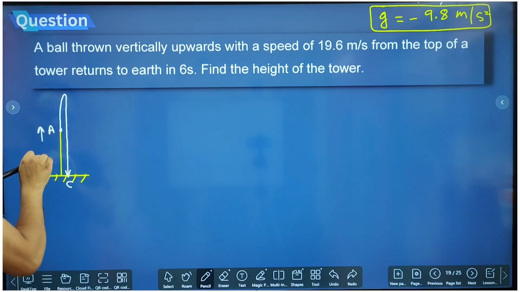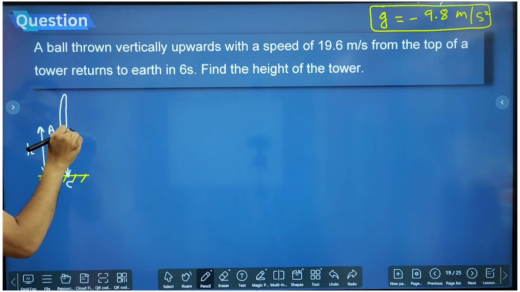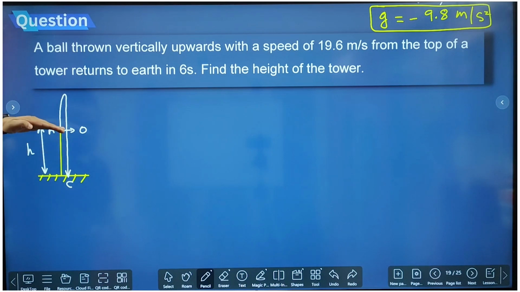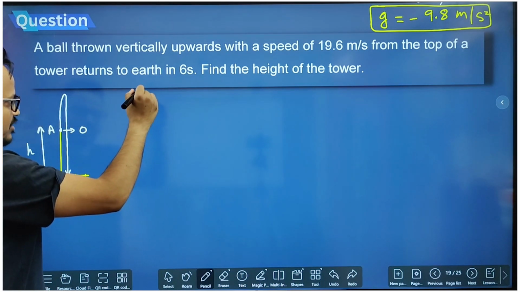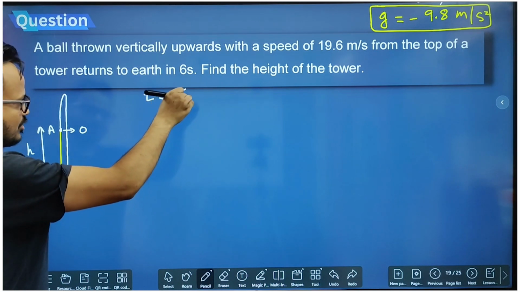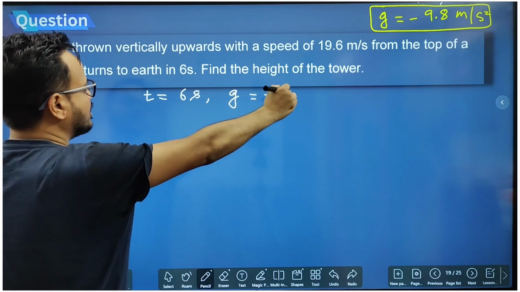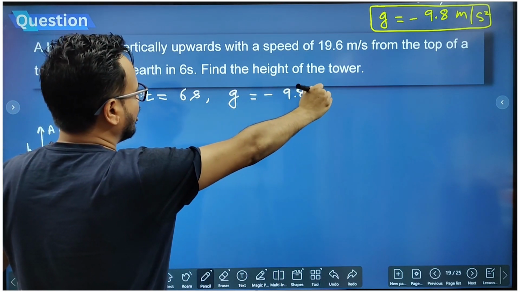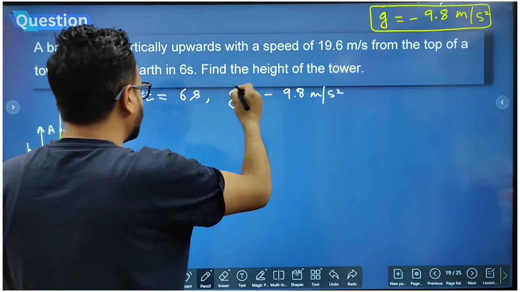So let the height of the tower be h, and let's take the origin as this point from where the body is thrown. This is our origin. So all the distances will be measured from this. So what is given? T is given as 6 seconds. g we already know, minus 9.8 meter per second square.